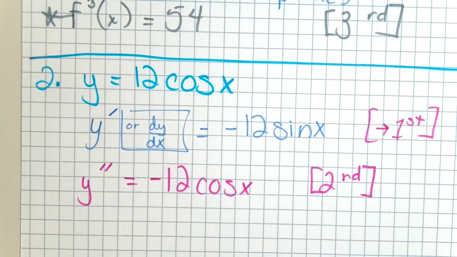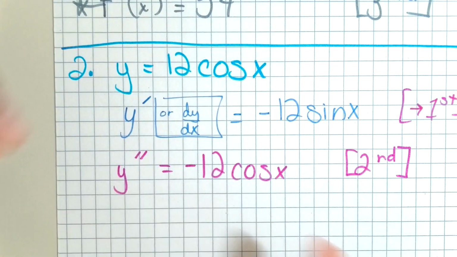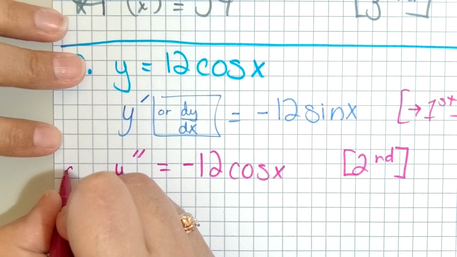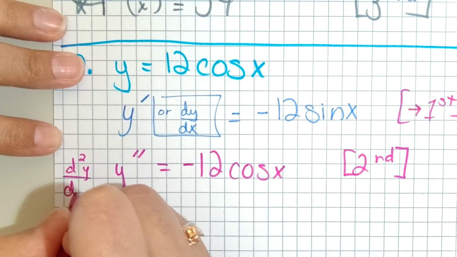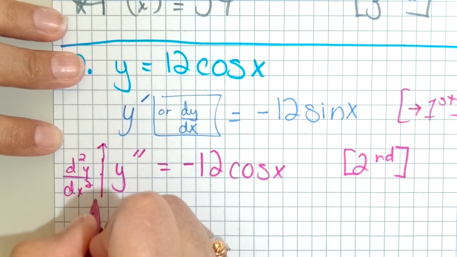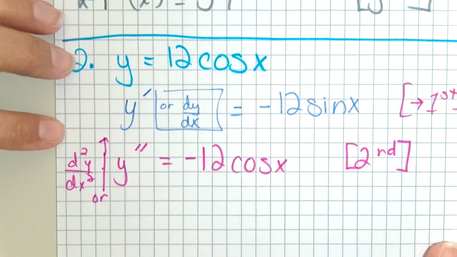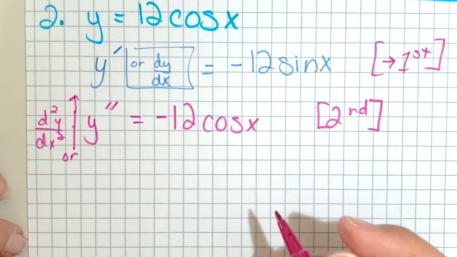Wait, can you do y3? No, that's why I said you can't do y3. This one you can also do, let me write the other one down. You can do d squared y dx squared. So you can do this or this, either one. So, third derivative now.